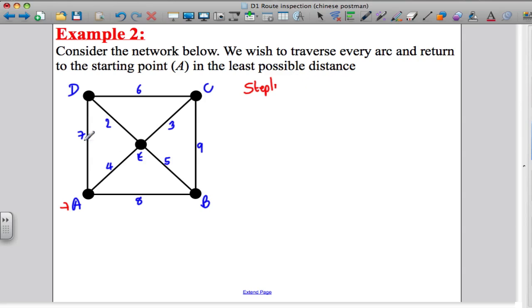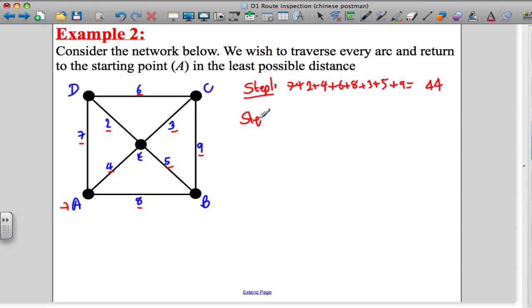So we're going to add up the 7, plus 2 plus 4 plus 6 plus 8 plus 3 plus 5 and plus 9. If we add those up, let's do it. 7 to 2 is 9, add 4 is 13, add 9 is 19, add 8 is 27, add 3 is 30, add 5 is 35, and add the 9 is 44. So that's step 1 done for us.